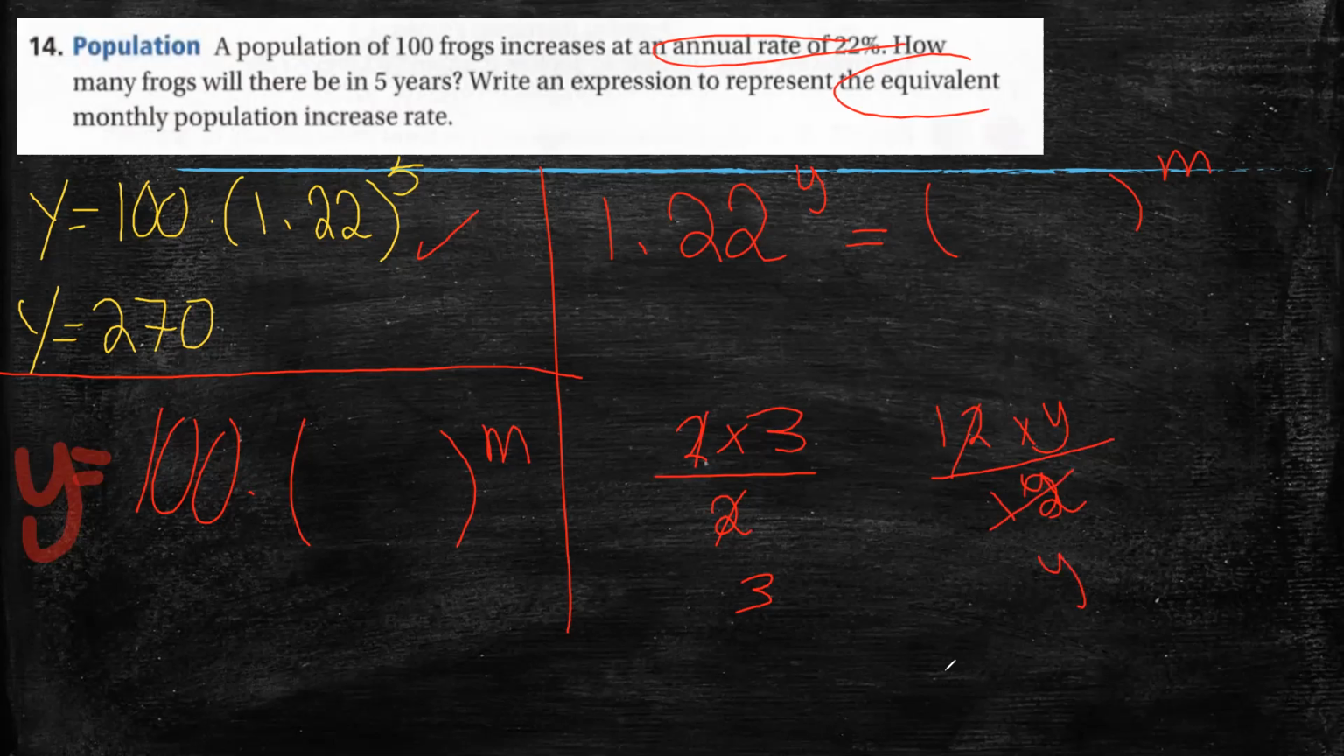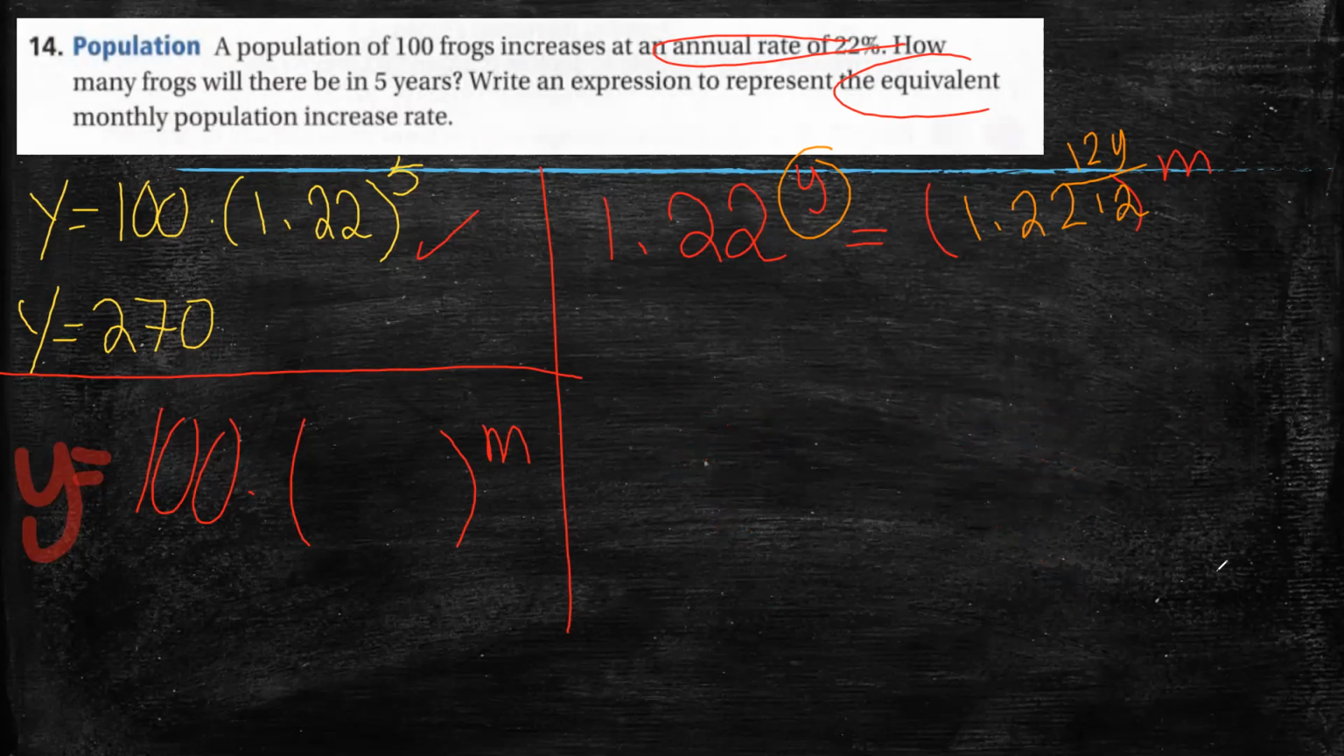So if we have now this one, y, I can write it as 12y over 12. 12y over 12 is the same as y. Then, y over 12. Can I keep the 12y out of the bracket and 1 over 12 inside the bracket? Yes.